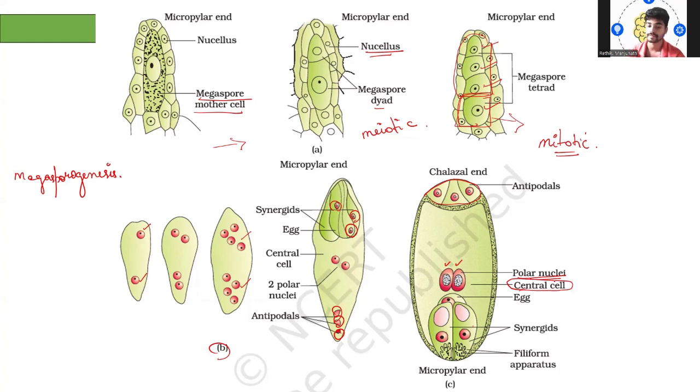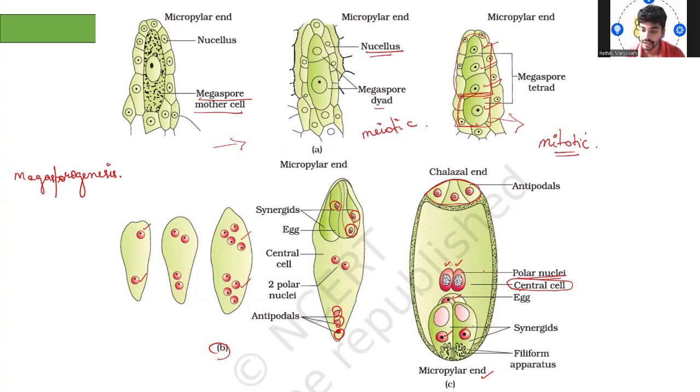This is another point. So now what happens? You'll be seeing the equal distribution here. The three cells that you are seeing will be grouped together here and here. So these three cells will be grouped together at the micropylar end, and constitute what? The egg apparatus.